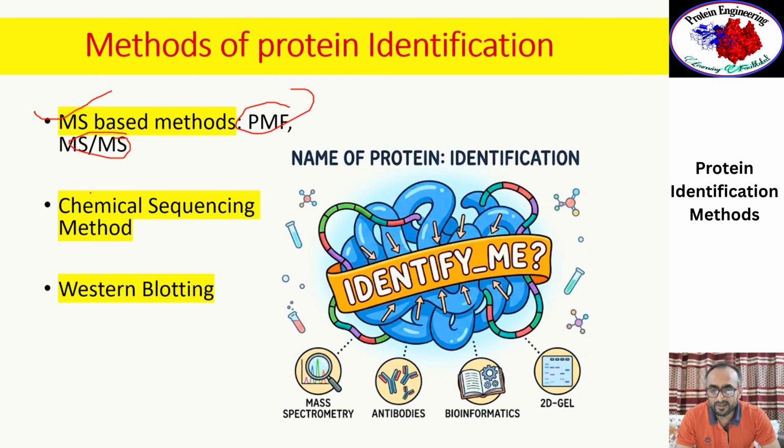Second method is a chemical sequencing method. Generally, Edman degradation method is used here. One chemical is used which reacts with the N-terminal, and one by one amino acids are identified in a given protein. And the third method is an antibody-based method which is called Western blotting. If you have antibodies available against a particular protein, you can identify the presence of that protein in your sample.